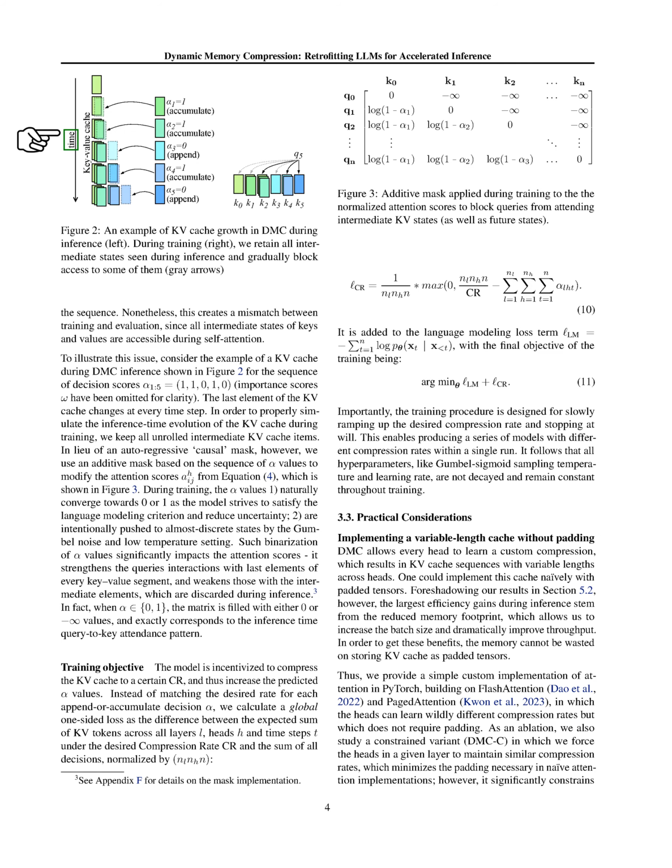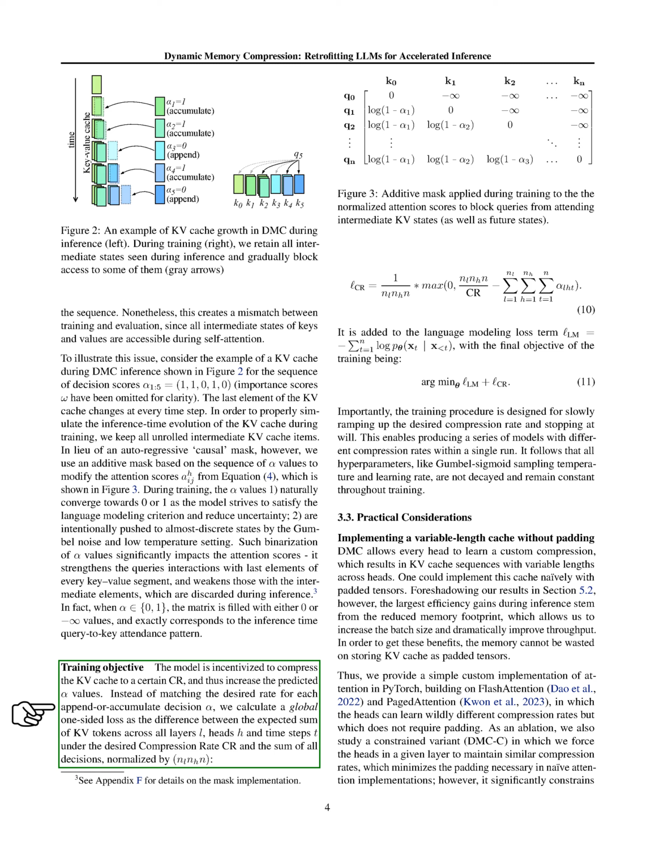To address this, we keep track of all intermediate KV cache items to simulate the inference time evolution accurately. We modify the attention scores using a mask based on the sequence of alpha values to align training and evaluation processes.